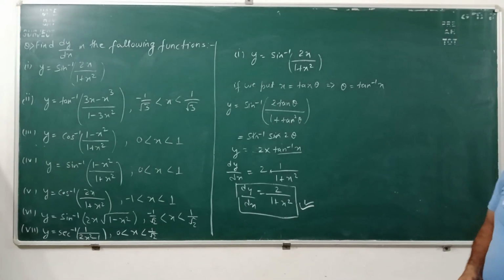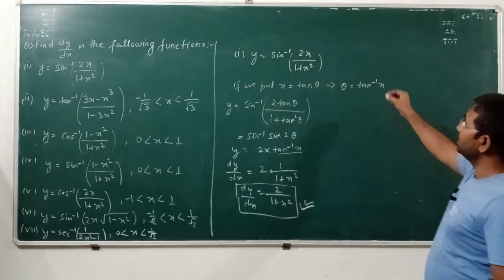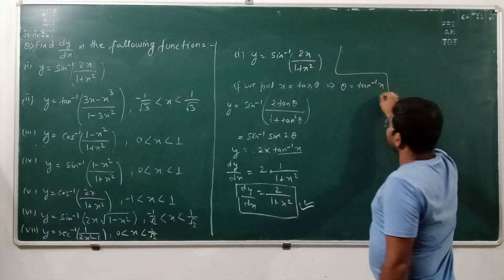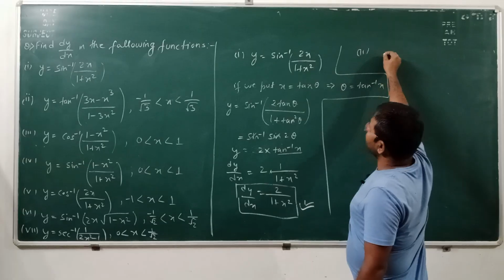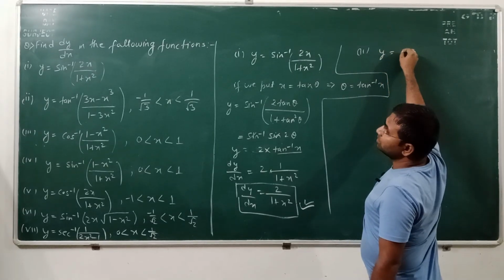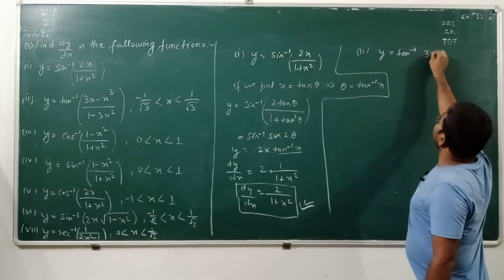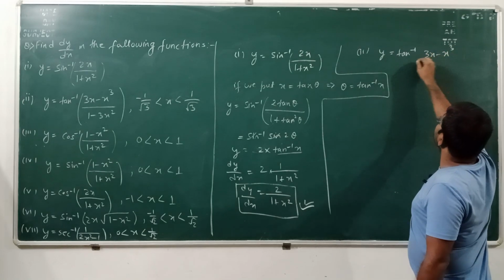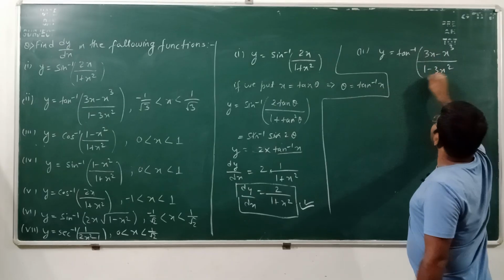Okay, I hope you have understood. Now let us see the next one. Next one is what? Second one. Second one is y is equal to tan inverse of 3x minus x cube upon 1 minus 3x square.